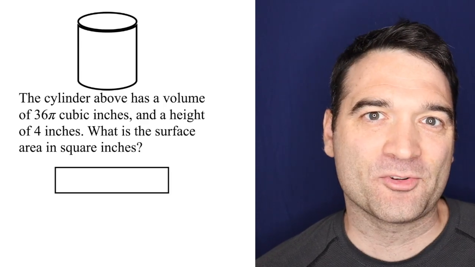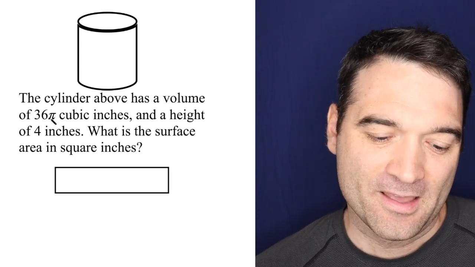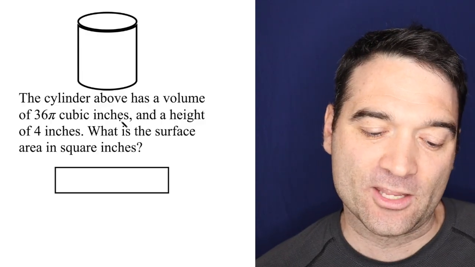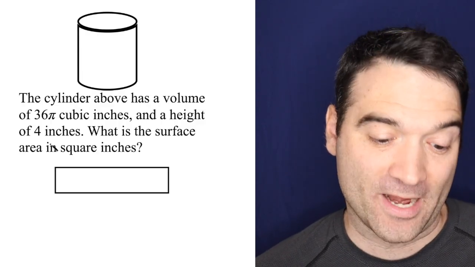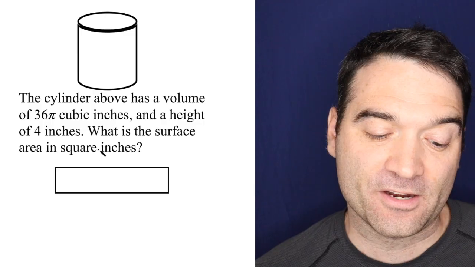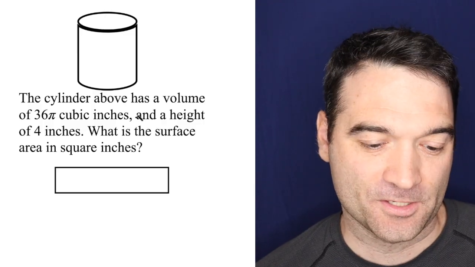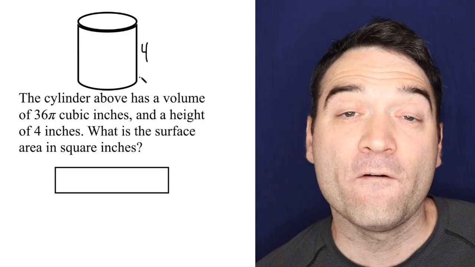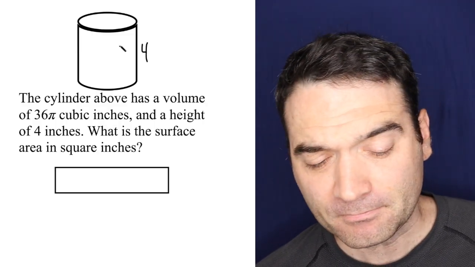Here's a GRE geometry question. Let's take a look. The cylinder above has a volume of 36 pi cubic inches and a height of 4 inches. What is the surface area in square inches? All right, well, let's start with this. There's a height of 4 inches right here.